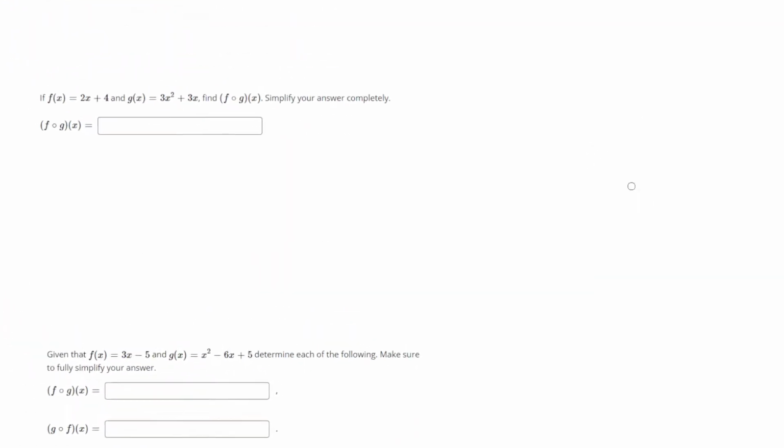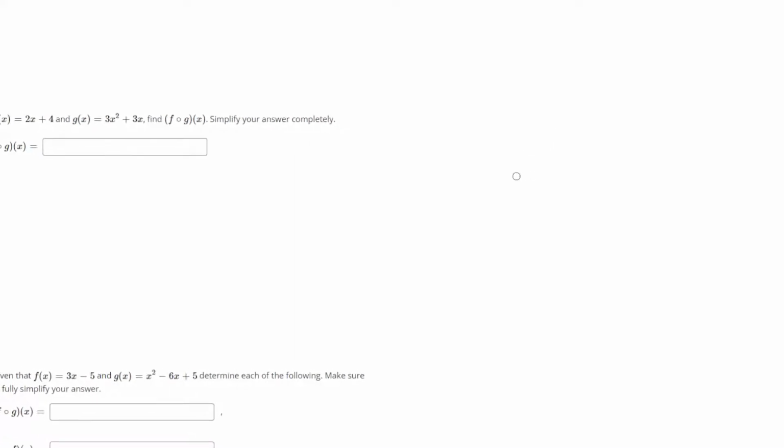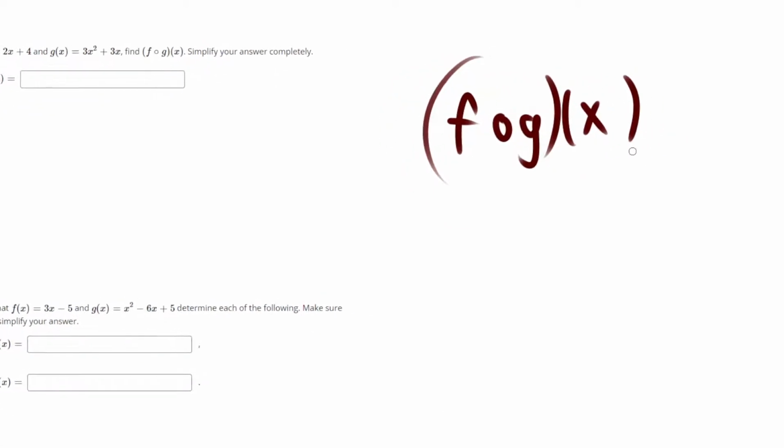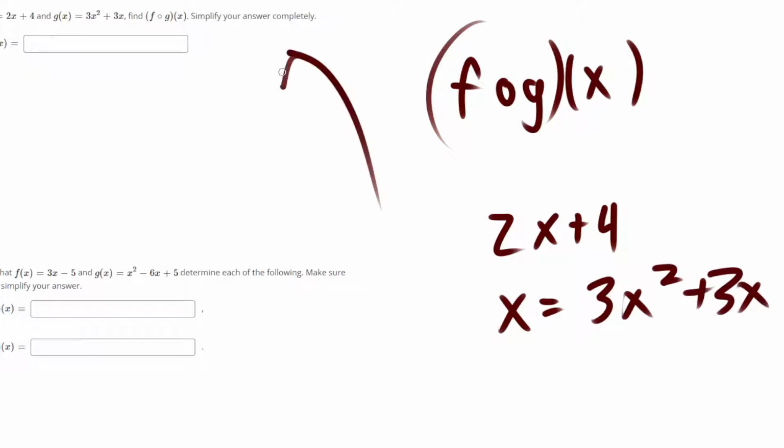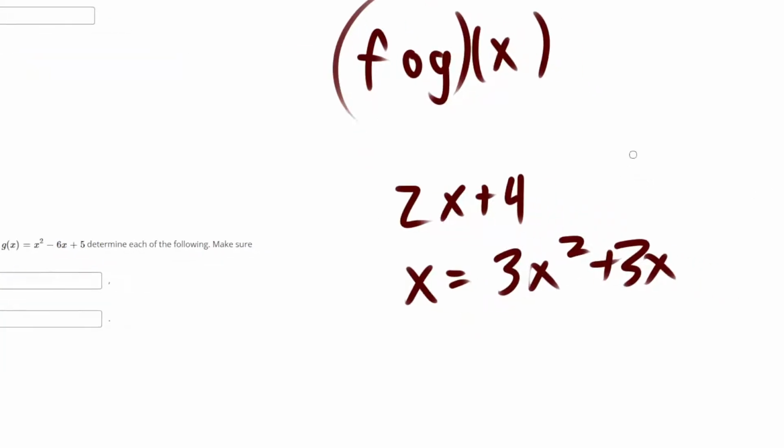But in this one, we're just going to talk about some more of the operations that we can do with that. So when you see something like f of g of x, this basically says we're going to put g in for x. It's basically as if it's exactly the same as us saying 2x plus 4, and then x is equal to 3x squared plus 3x in this example, and I'll get into that in just a moment. It's basically like this is what your new x is.